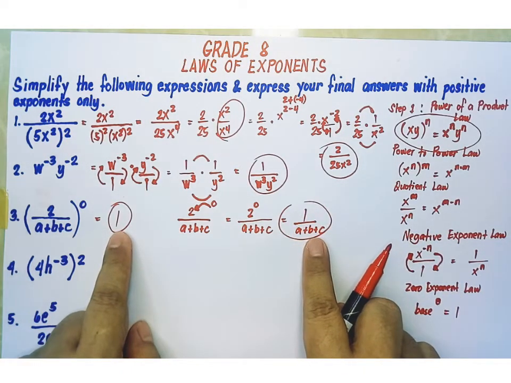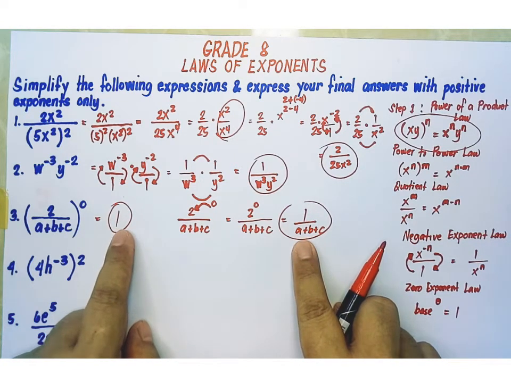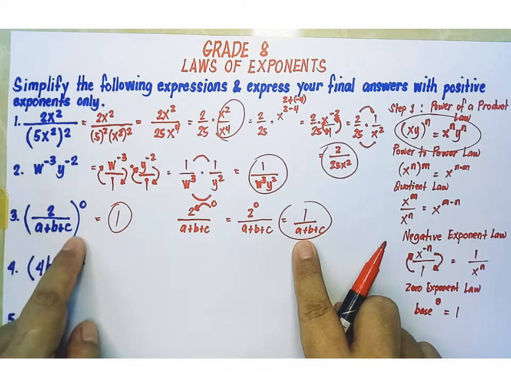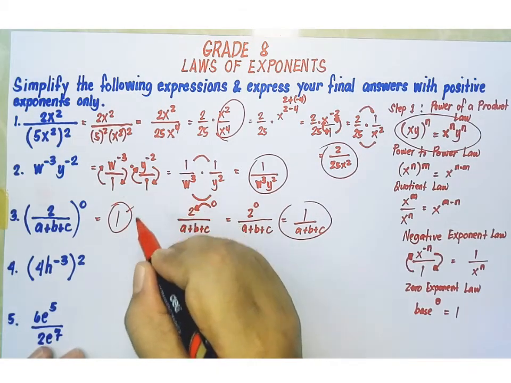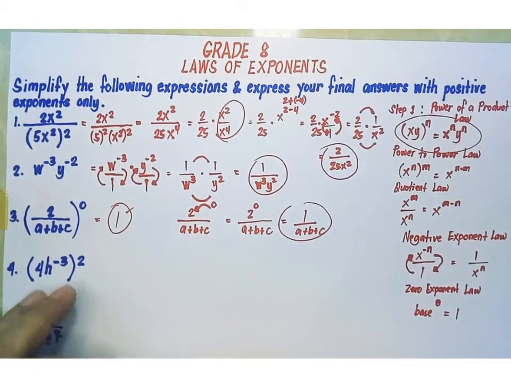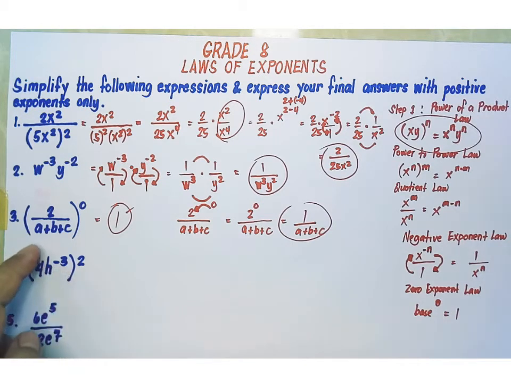Compare the answers. So, magkaiba. So, be careful sa parenthesis. Kailangan naiintindihan mo yung malaking role ng parenthesis. Okay. So, ito yung answer for number 3. It's 1. Next, number 4. We have a product. So, it's 4 times the exponential term h raised to negative 3 enclosed with parenthesis tapos squared.